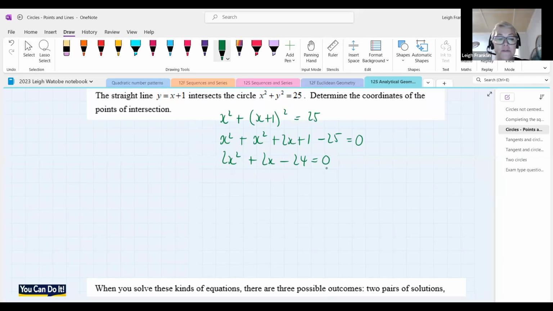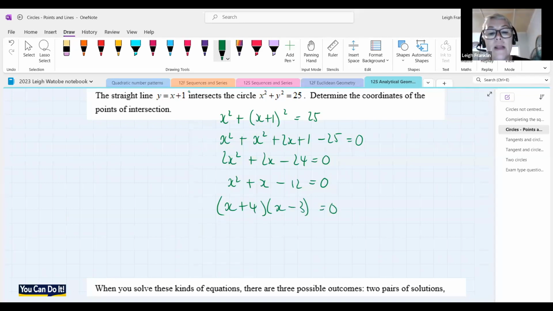Then after that, I've got two options at this point. Either you can use the quadratic formula if your factorizing is not great. Otherwise, the easiest thing to do would be to divide through by 2. That gives you x squared plus x minus 12 is equal to 0, and then we would factorize. Because our middle term is positive, the bigger of our two numbers is the positive one, and the smaller number will be negative. So two solutions for x: either x is negative 4 or x is equal to 3.